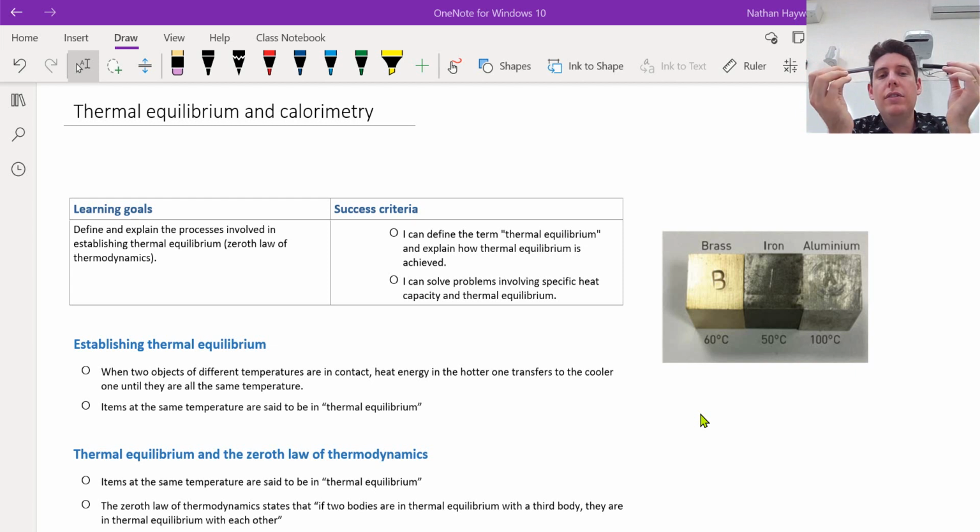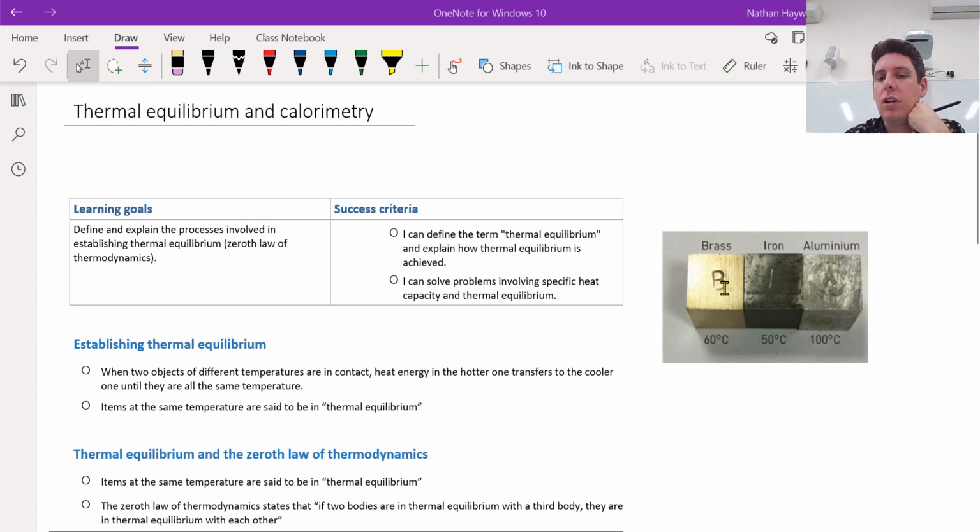And if there's three objects that are touching, and the first two are in thermal equilibrium, the zeroth law states that if two bodies are in thermal equilibrium with a third body, they are in thermal equilibrium with each other. So everything's in equilibrium. They're all the same temperature. There's no more heat transfer.